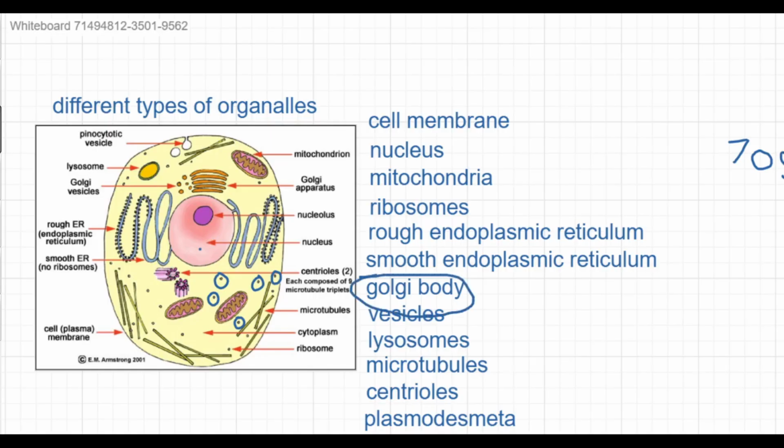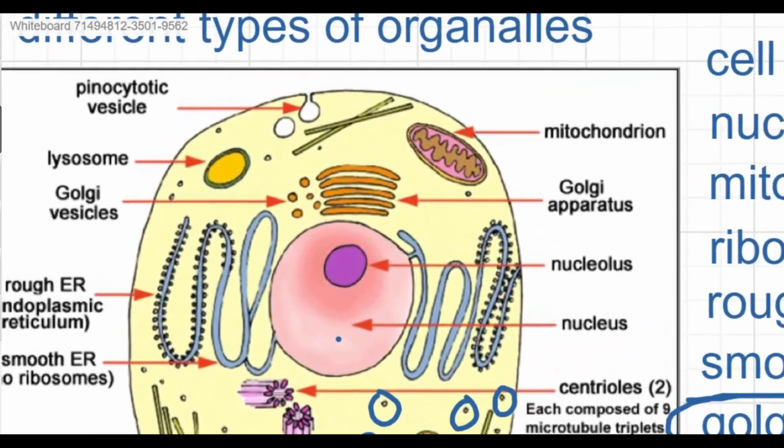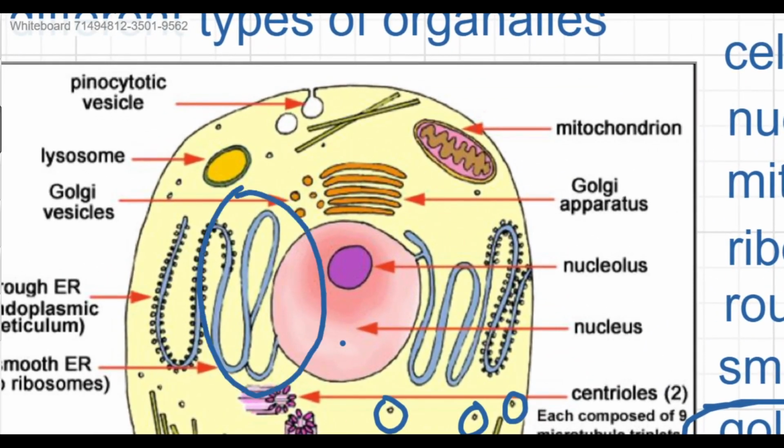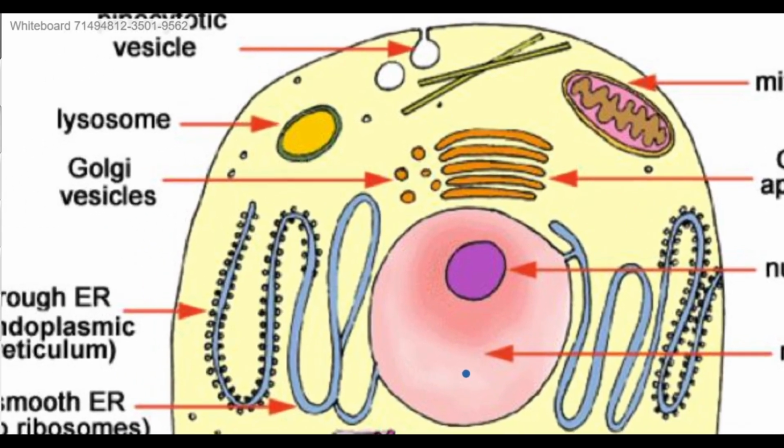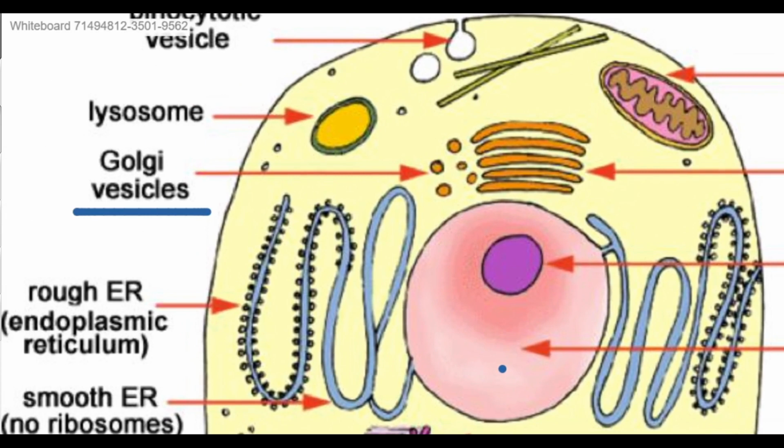The Golgi apparatus is similar in shape with the smooth endoplasmic reticulum, and the Golgi apparatus, or also known as the Golgi body, is a factory for proteins. What that means is it processes and modifies proteins into two things. The first thing is these small sacs known as Golgi vesicles, and the Golgi vesicles act as a storage. And the second thing that the Golgi apparatus produces is the lysosome.